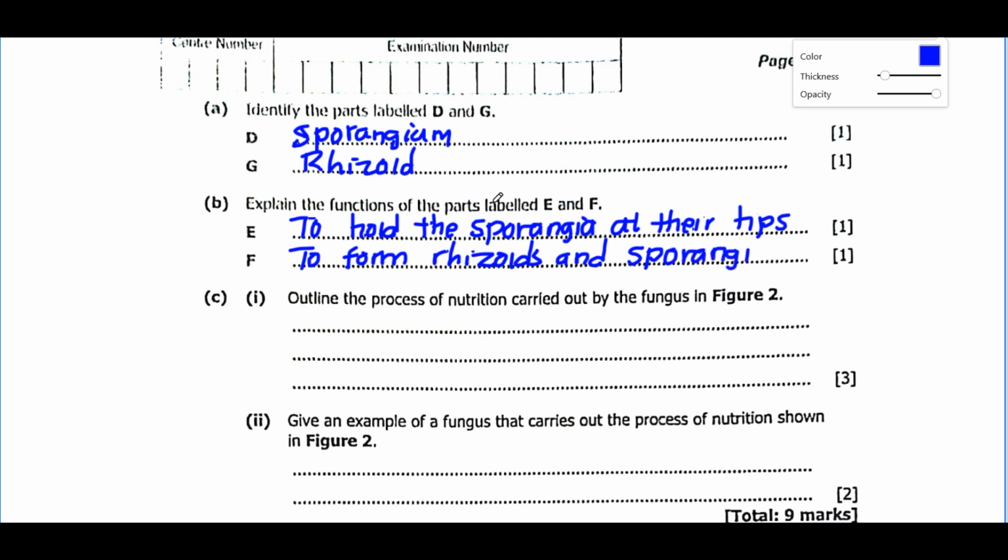Right, so we move on to question C. Question C is: outline the process of nutrition carried out by the fungus. So the type of nutrition here is what we call saprophytic nutrition. Why is it called saprophytic? Because it's a type of nutrition where an organism depends on a dead body, something that is dead and decaying. So now, how do you outline this process?